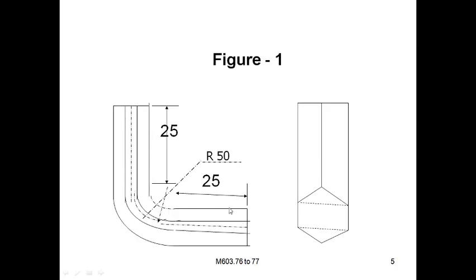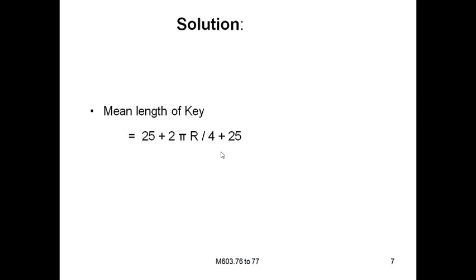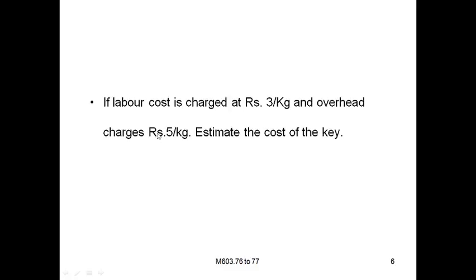If you are able to calculate the length of this object, our problem is very simple. You calculate the length, then multiply with the area, and you will get the volume of this Allen key. Now you see how it is calculated. You calculate the weight first, then multiply with the cost. Whether any material cost is given here? In the problem itself, it is the labor charge and the overhead charges that are given.